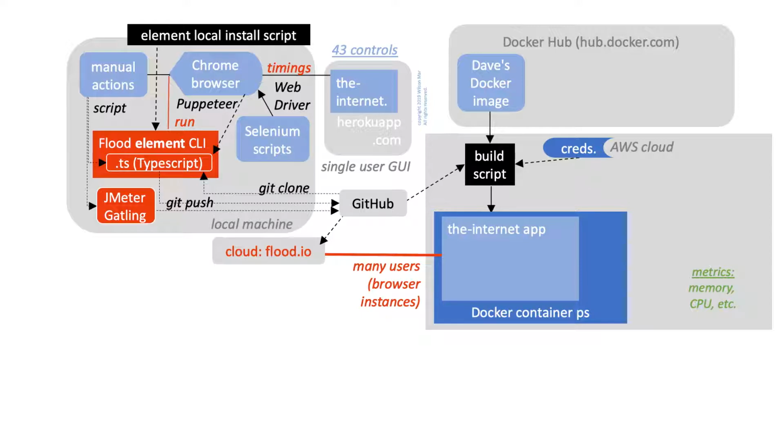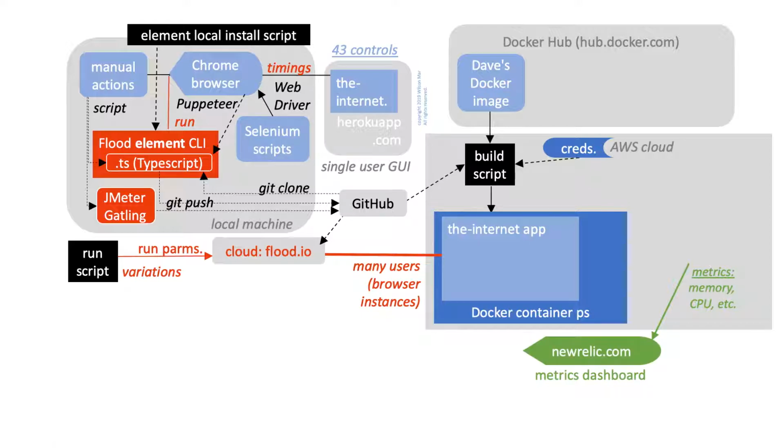Multi-user flood runs are controlled by run parameters such as the number of virtual users being emulated. Run shell scripts can be used to manage various runs, test data, and results over various variations in run conditions. It's important to have a metrics dashboard that helps people make sense of measurements collected over time. This article talks about the use of New Relic.